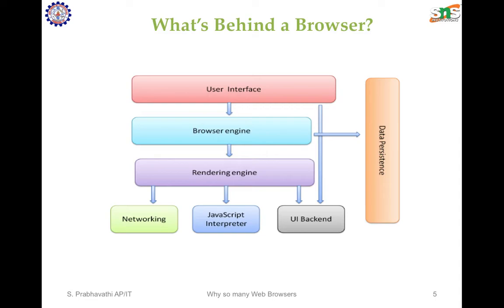The UI backend is used for drawing basic widgets like combo boxes and windows. This backend exposes a generic interface that is not platform specific. Underneath, it uses operating system user interface methods. Then there is the JavaScript interpreter, used to parse and execute the JavaScript code.